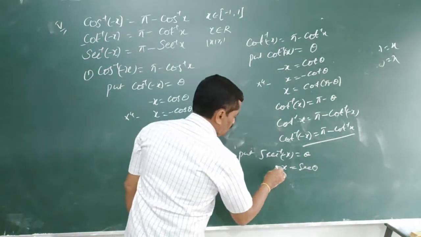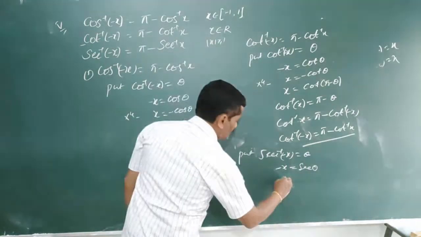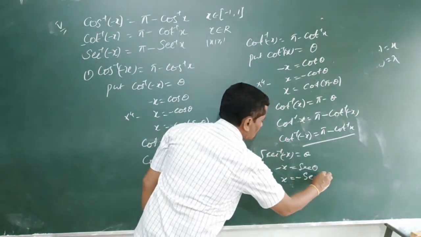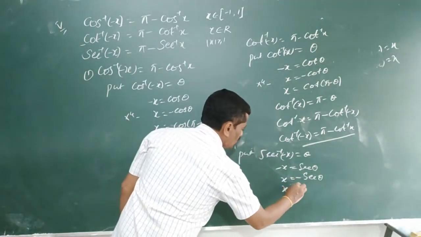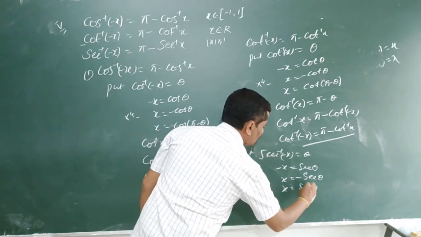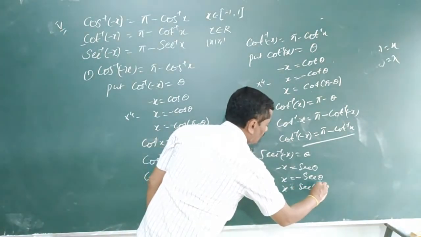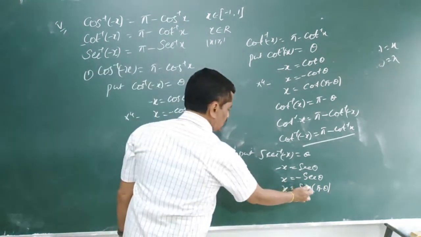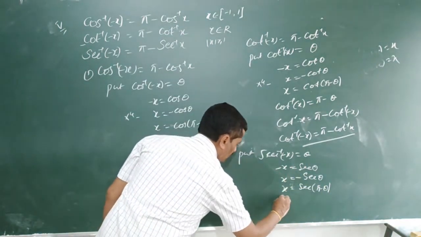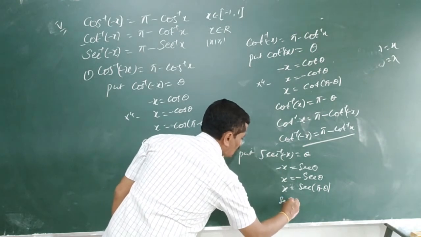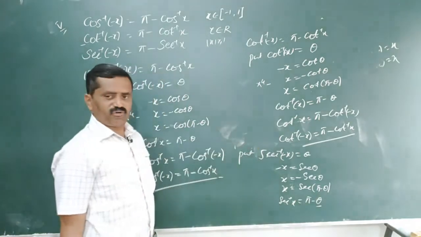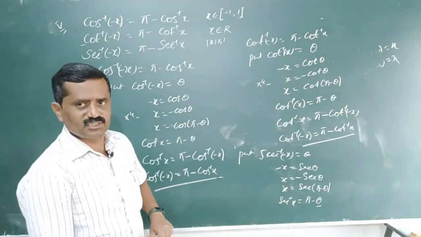Multiply by minus, and we have x is equal to minus secant theta. Again, x is equal to secant of pi minus theta. Bring this to the other side, so it becomes secant inverse of x is equal to pi minus theta. Substitute the value of theta and interchange the terms.